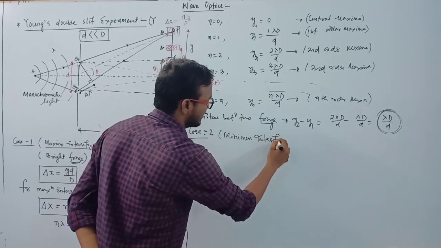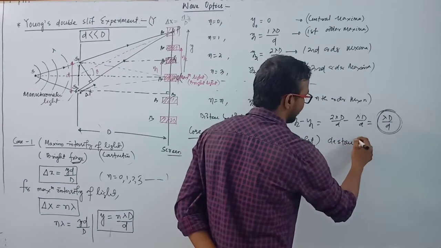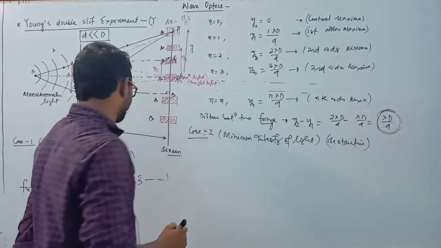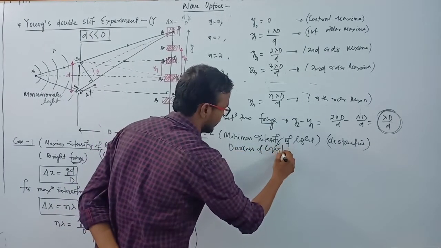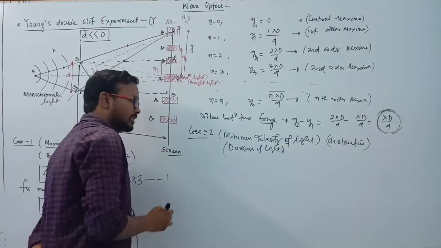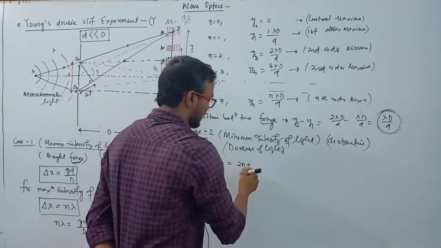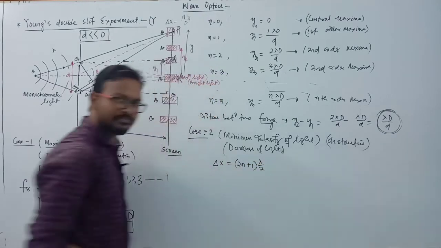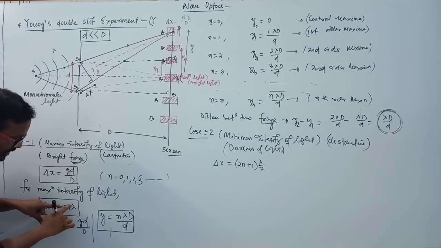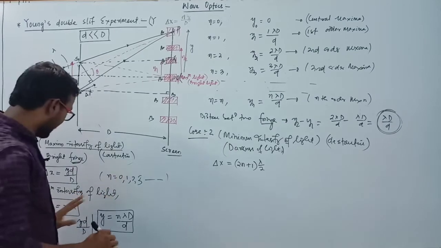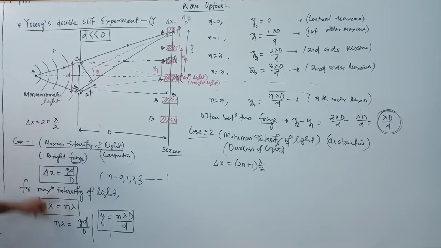Minimum intensity of light is known as destructive interference. We get darkness. And what is that condition? If the path difference between two waves is an odd multiple of lambda by 2. Here, for the even case, we can write 2n lambda by 2, that is delta x equal to 2n lambda by 2, the 2 cancels, and we get n lambda.